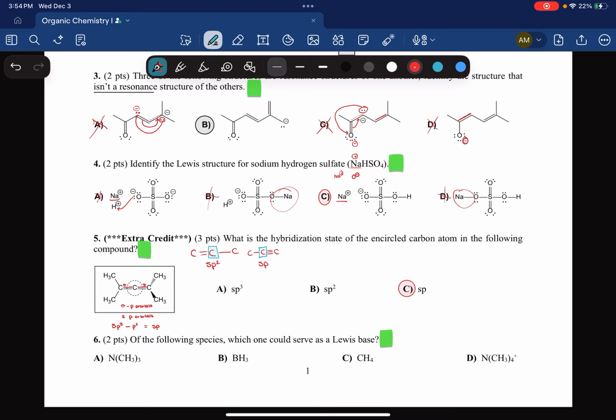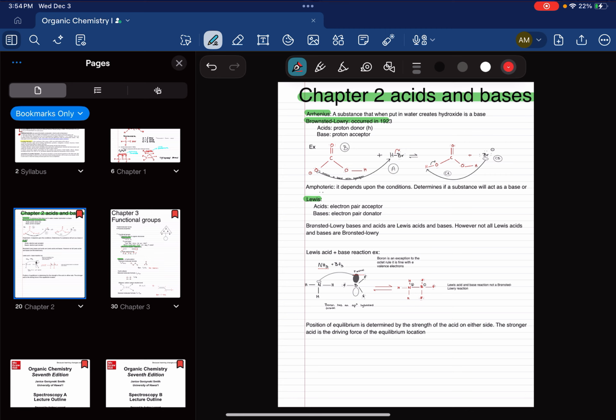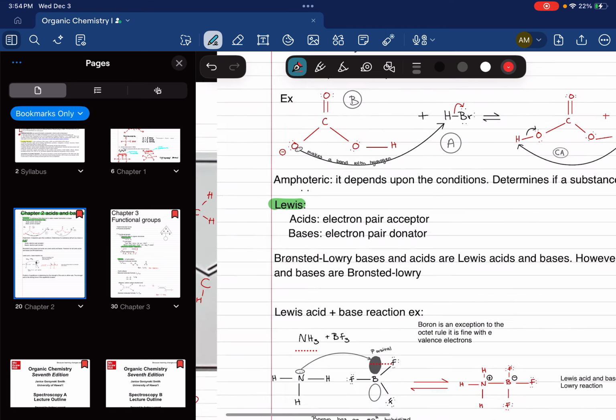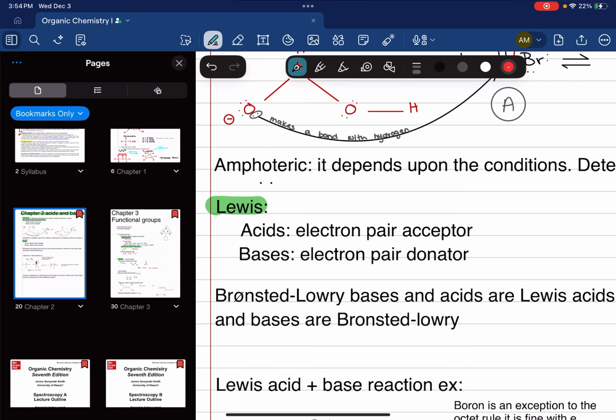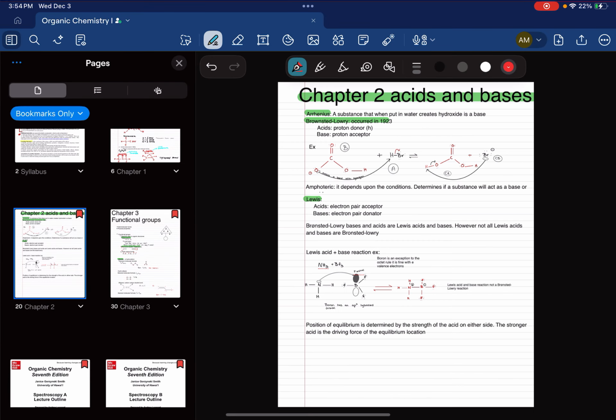Of the following species, which of these could serve as a Lewis base? I'm going to be honest, I need to check the definition. Lewis bases are electron pair donators, so it needs to have an extra electron pair to donate.